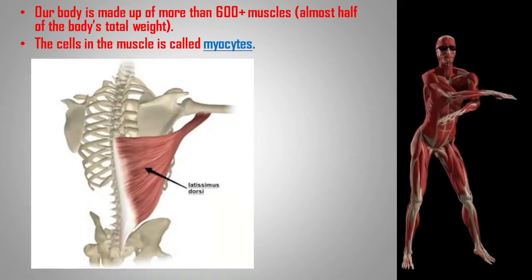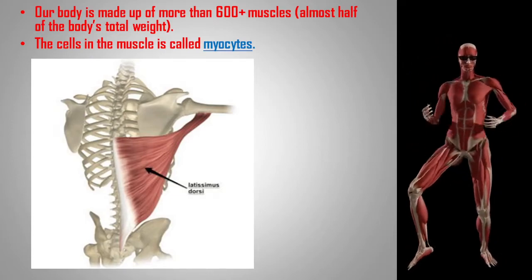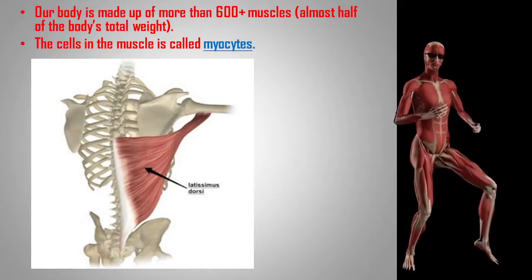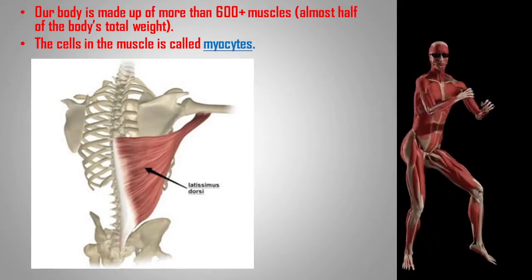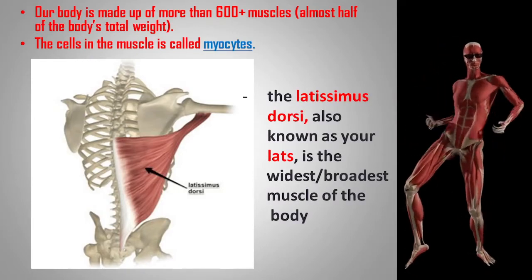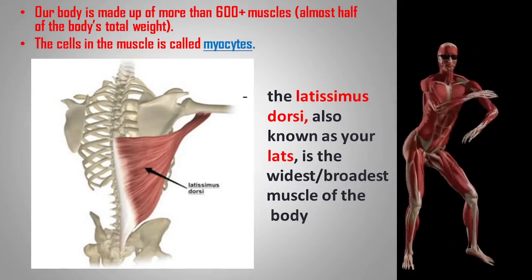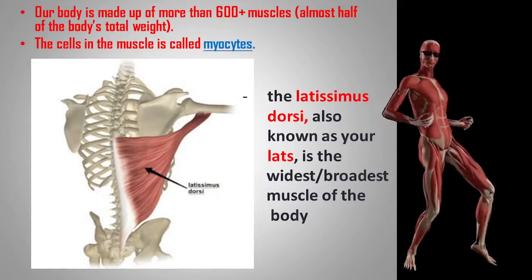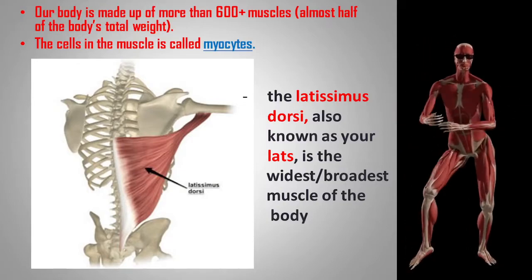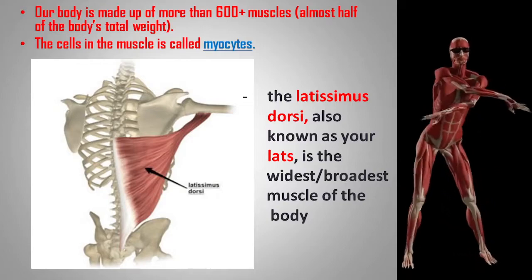Now, the muscles in our body make up almost half of our body weight, and we have more or less 600 plus muscles in our body. Muscle cells are called myocytes. And here we have the widest muscle of the body, which is found at our back. It is called the latissimus dorsi, also known as the lats. So that's the widest muscle.